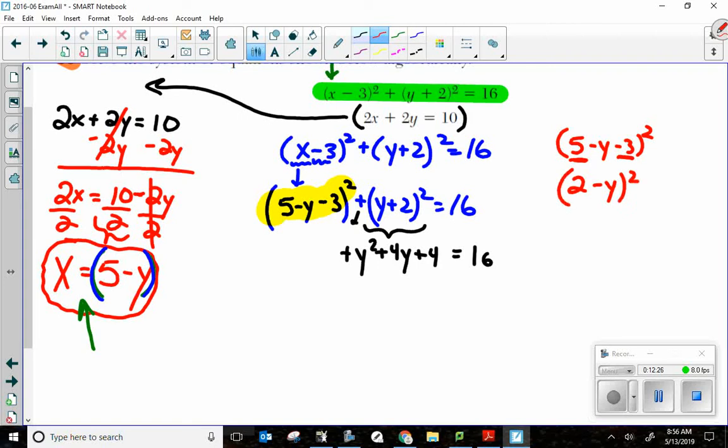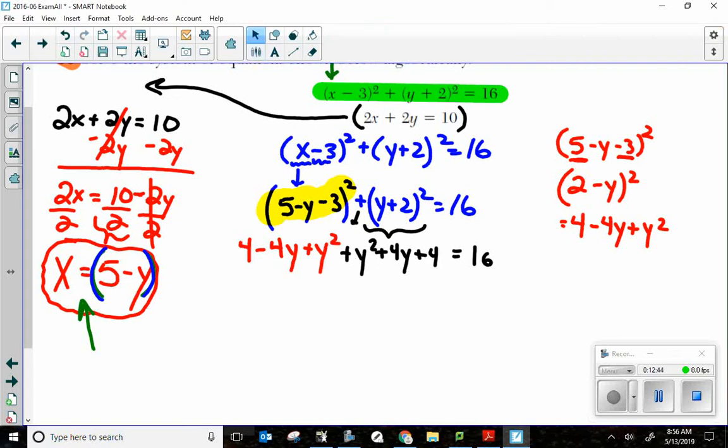Now I can FOIL that. That's a much easier problem to FOIL. 4 minus 4y plus y squared. That's what I get. That is going to go right here. So I have 4 minus 4y plus y squared. That's exactly what I can get. And you'll notice this is going to be nice when we're all said and done. And let's start combining like terms.